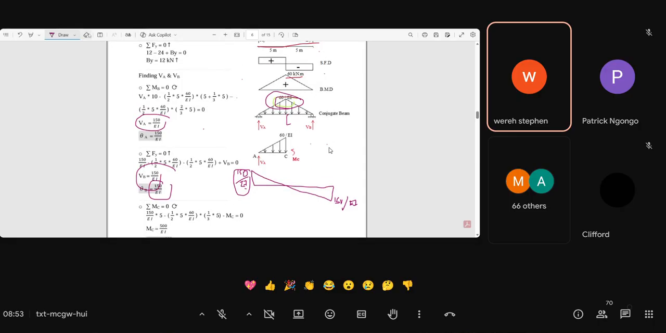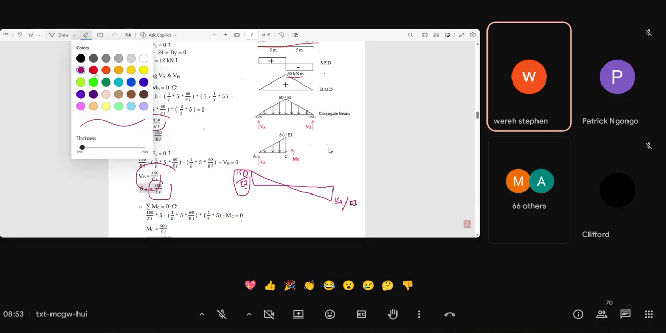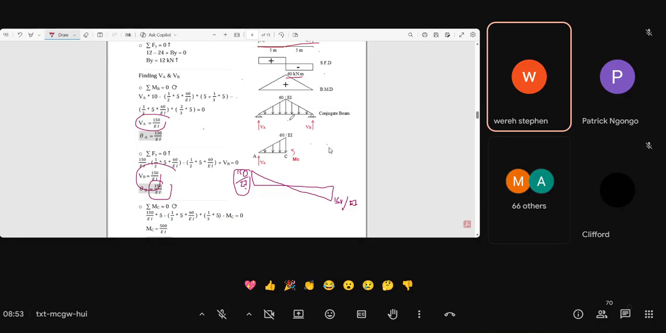So now you need to have understood, first of all, you need to go back and see how to find out the moments in a beam if the beam is loaded with a triangular load. Now this one is simple. The loading is triangular, okay? At point C, the loading is 60. Here, 60, okay? VA is 150.